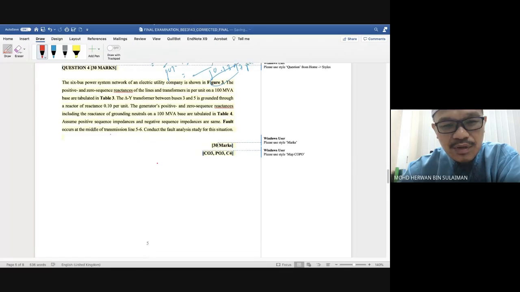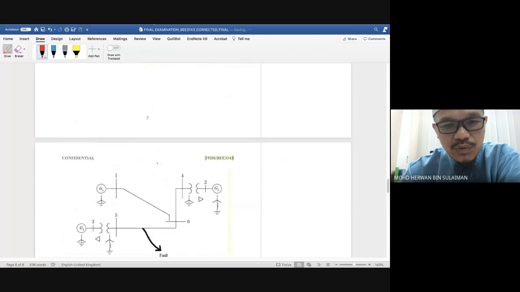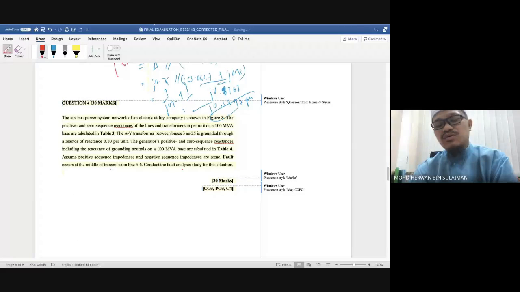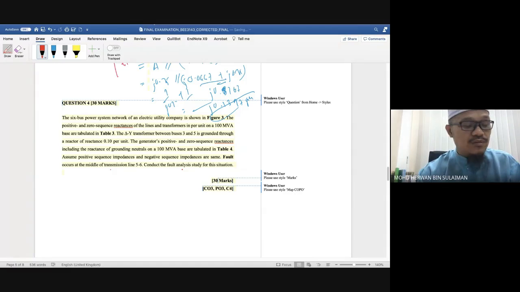So meaning that if the question is conduct the fault analysis, meaning that you need to calculate all faults, all types of faults. Okay, you need to calculate single line to ground fault, double line to ground fault, line to line fault, and as well as three-phase faults.